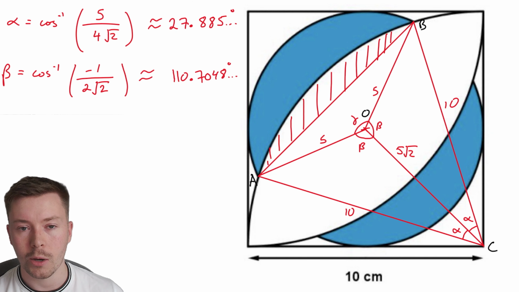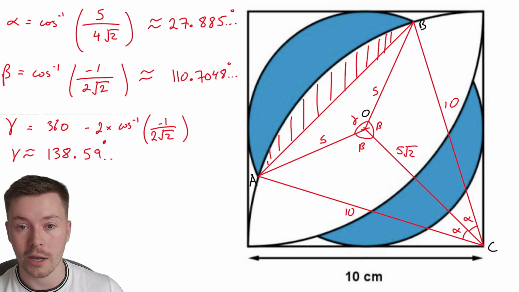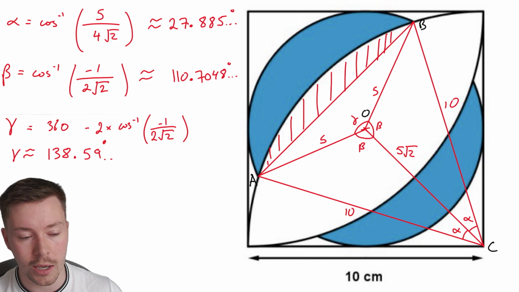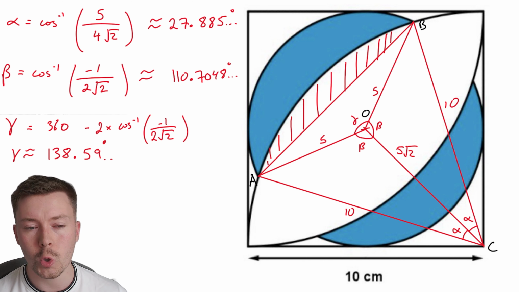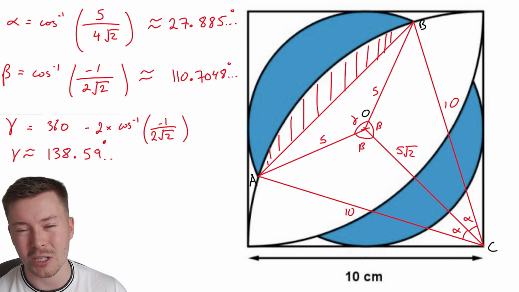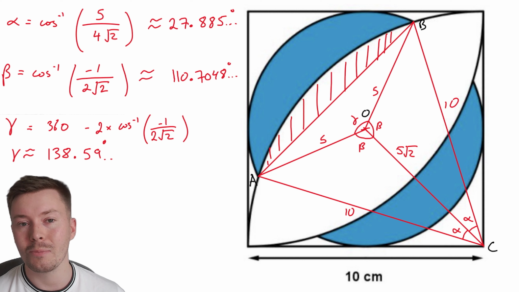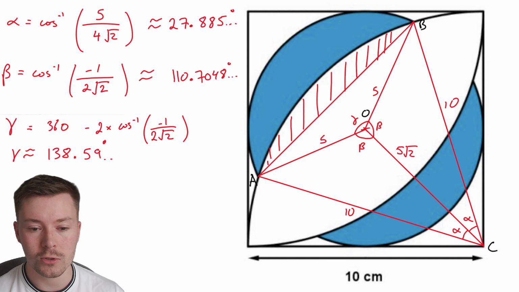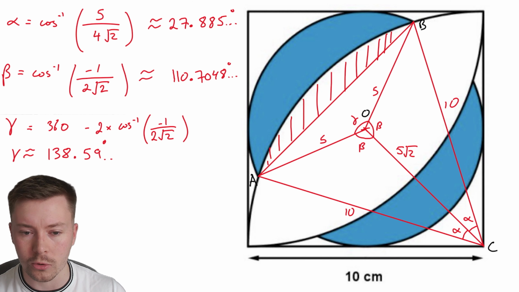answer there. Now we're going to work out gamma, like I say, by taking 2 of those away from 360, because angles around a point add up to 360, and I get that gamma is 138.59. So I've got the 2 angles really that I need. Beta at this point probably isn't important. I only need alpha and gamma so that I can work out the 2 segments and sectors, and then taking away the triangles, the 2 segments.